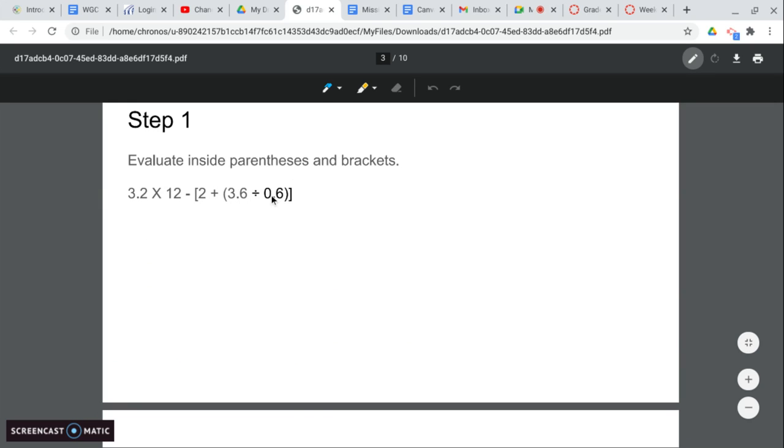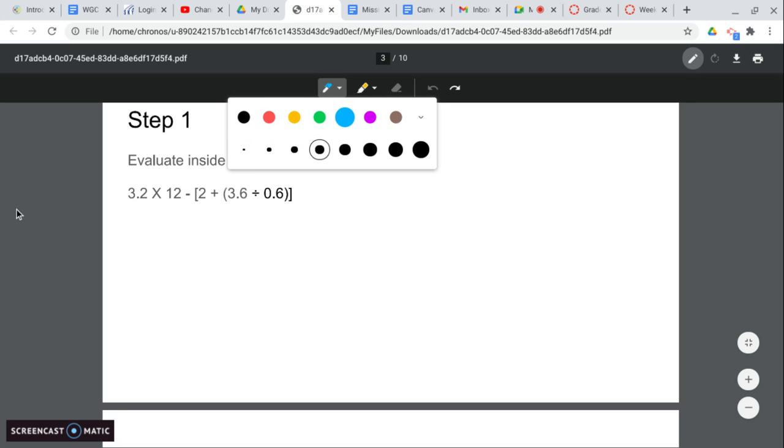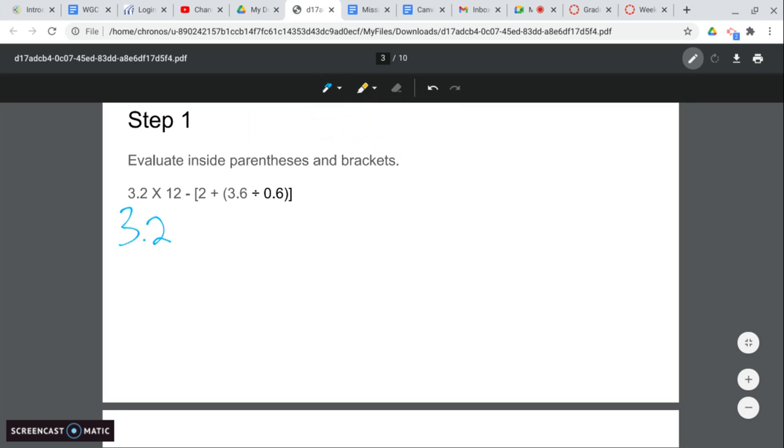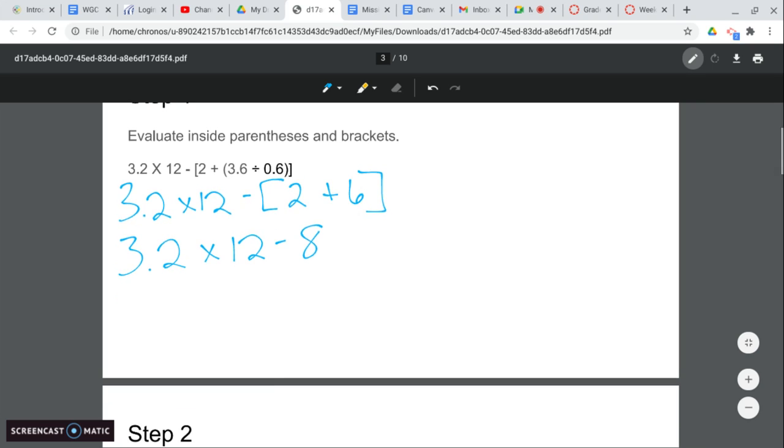So we're going to start with the 3.6 divided by 0.6. Now we know when we're dividing, we just move the decimal so that we have whole numbers in the divisor. So that means it's 36 divided by 6, which is just 6. So we have 3.2 times 12 minus 2 plus 6. Now we do the outside brackets. So 2 plus 6 is 8. So we have 3.2 times 12 minus 8.